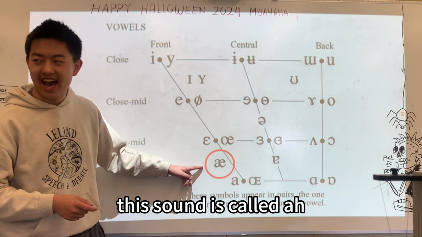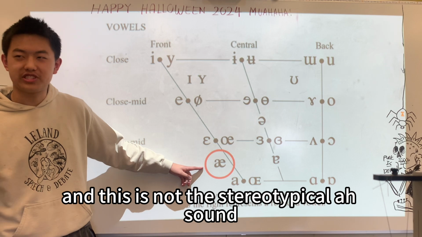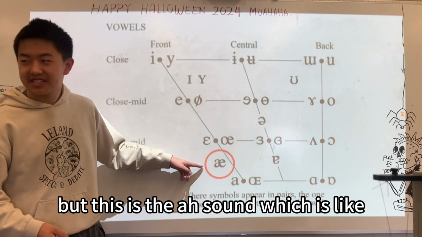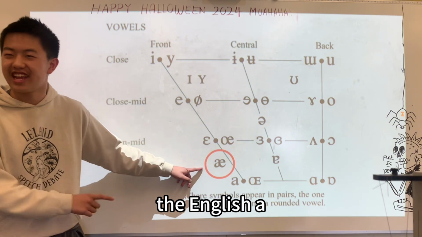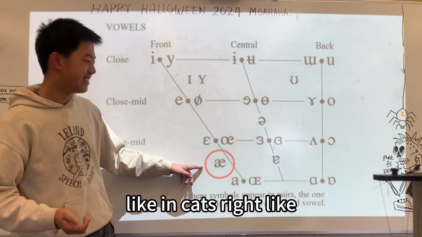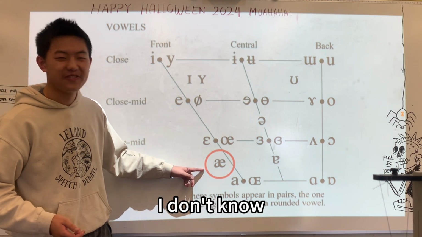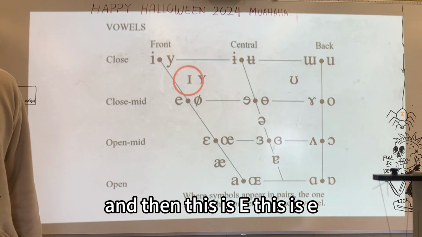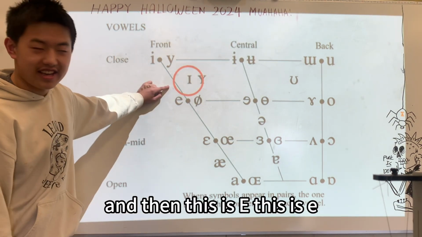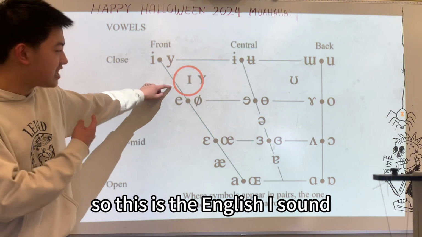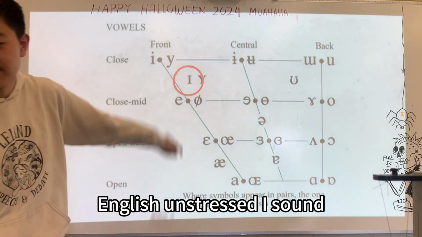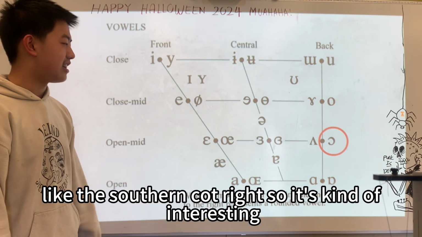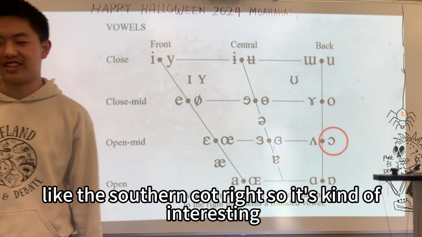This sound is called ash. It's not the stereotypical ah sound in half the languages in the world, but the ah sound like the English a in cat, right? Like in Halloween, something like that. And then this is I. So this is e and this is I. This is the English unstressed I sound. And then this is o as in caught, like the southern caught, right? So it's kind of interesting.